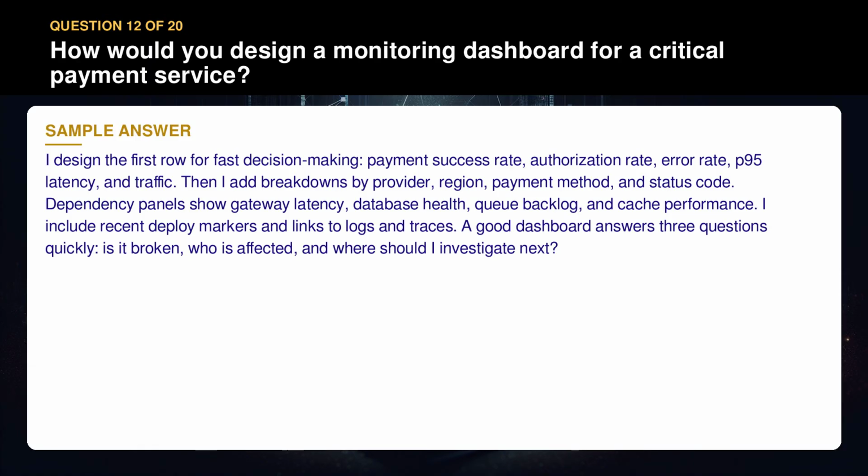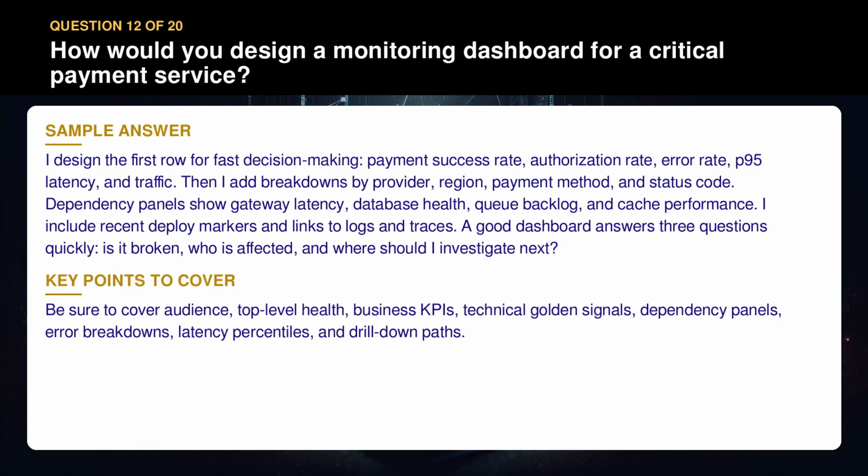Then I add breakdowns by provider, region, payment method, and status code. Dependency panels show gateway latency, database health, queue backlog, and cache performance. I include recent deploy markers and links to logs and traces. A good dashboard answers 3 questions quickly. Is it broken? Who is affected? And where should I investigate next?